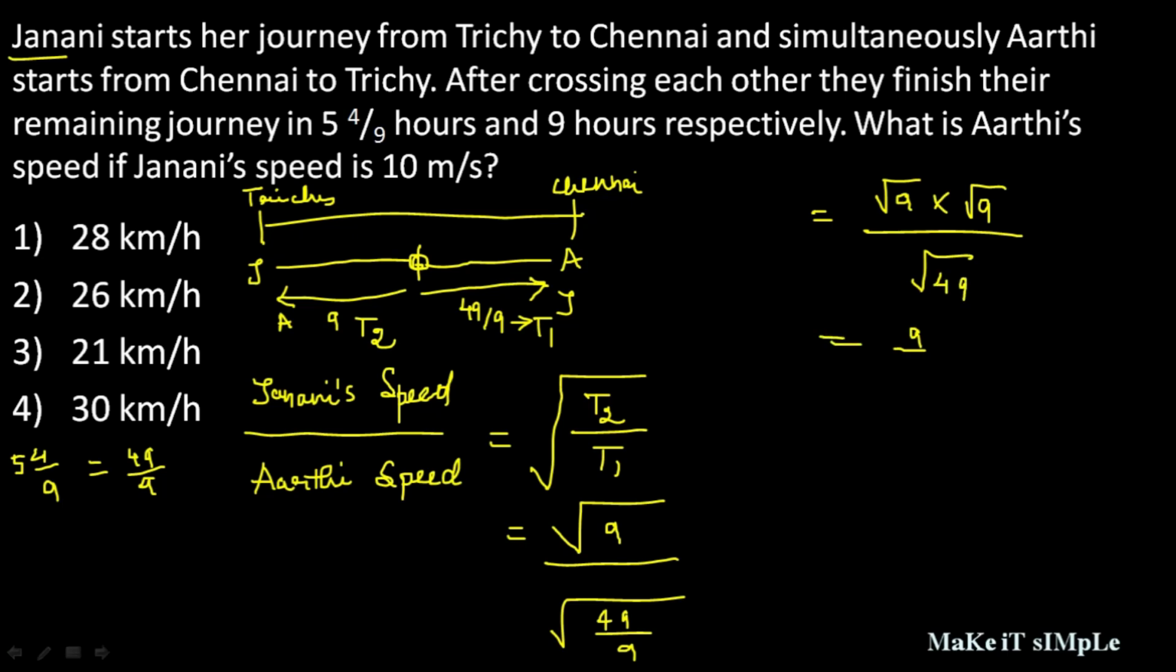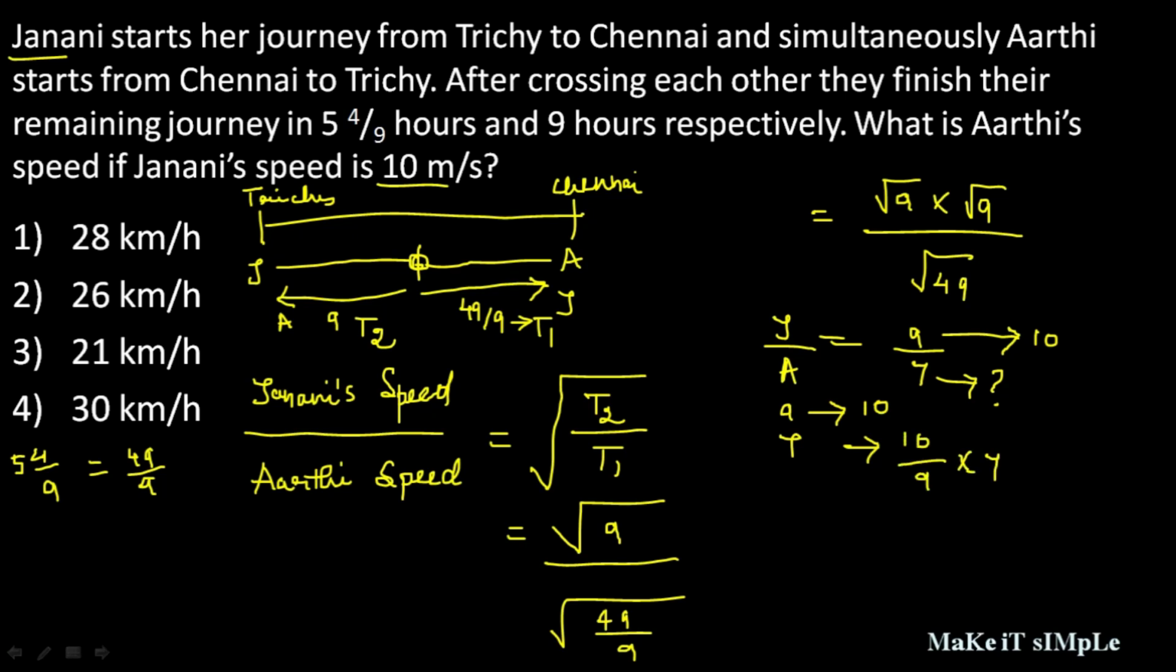So here we get 9/7, that is Janani's speed by Aarti's speed. In the question, we got the answer in units. What they have given is 10 meter per second, that is Janani's speed. So 9 units is nothing but 10. What we have to find is 7 units. So 9 units is 10, so 10/9 into 7. This 10 is meter per second.